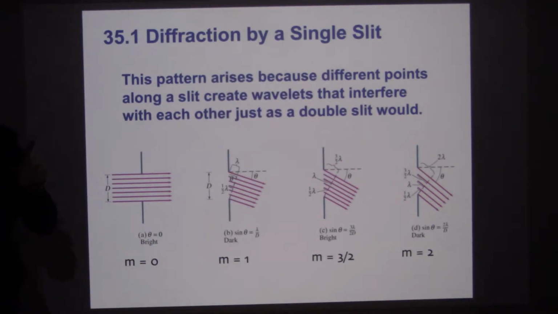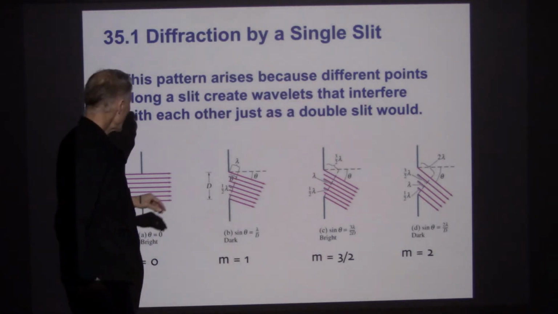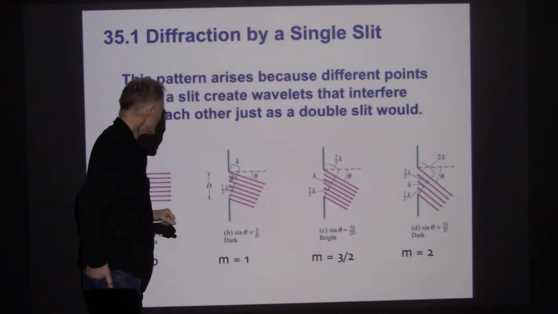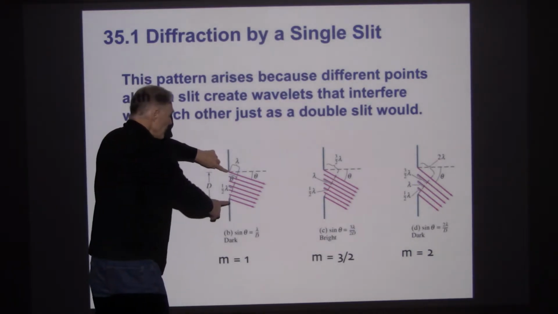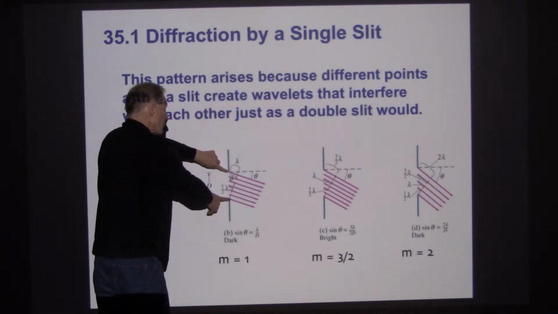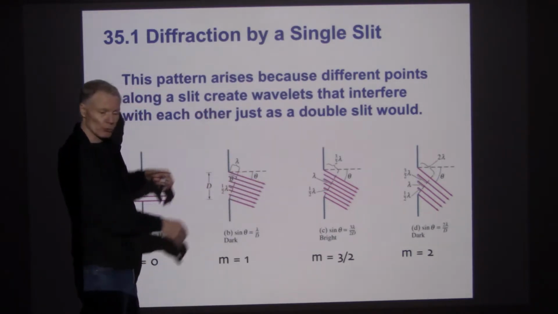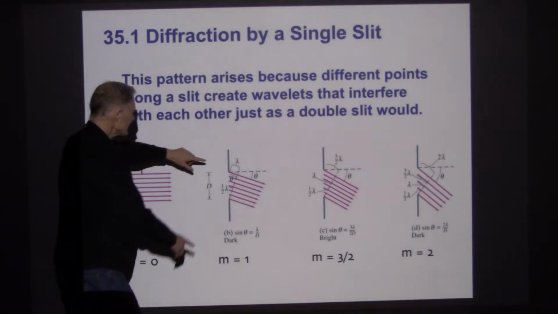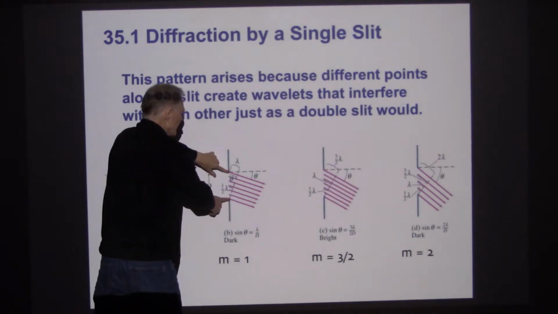So one wavelength difference means that this path will be in phase with this path over here, kind of like what we saw with the two-slit example. The difference now is that it's not just these two paths, it's all the intermediate paths also.